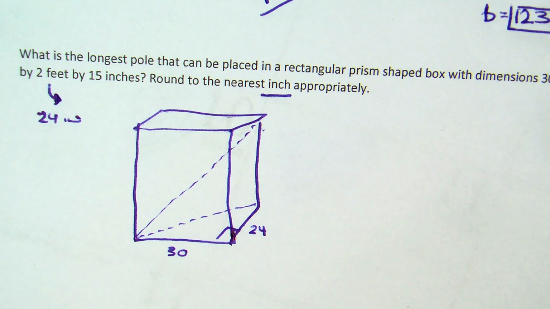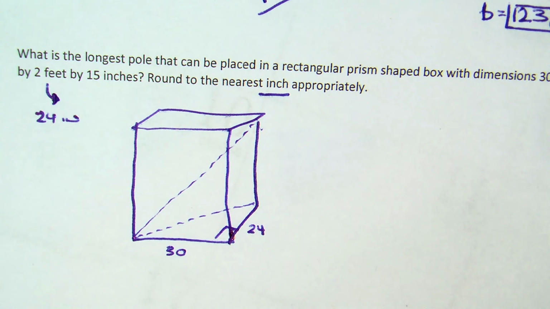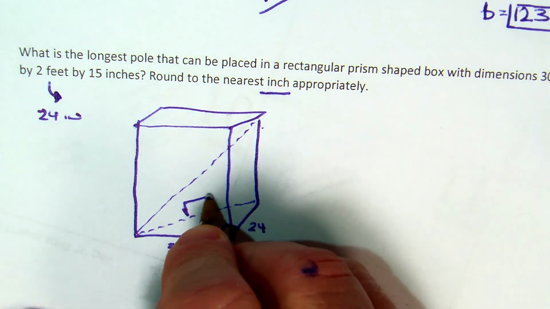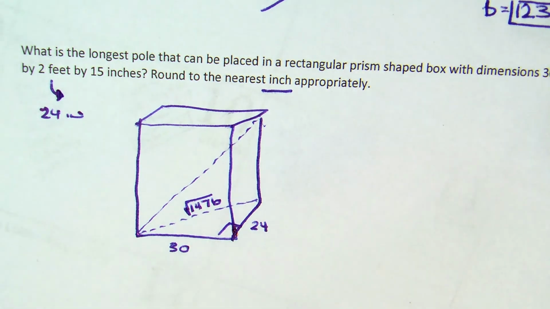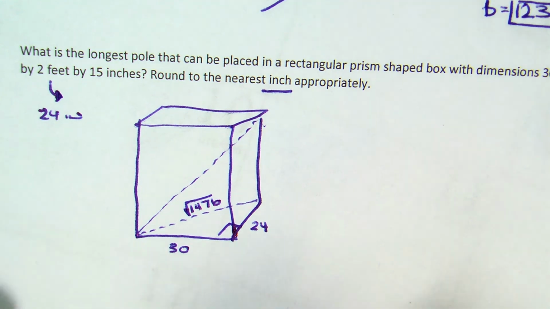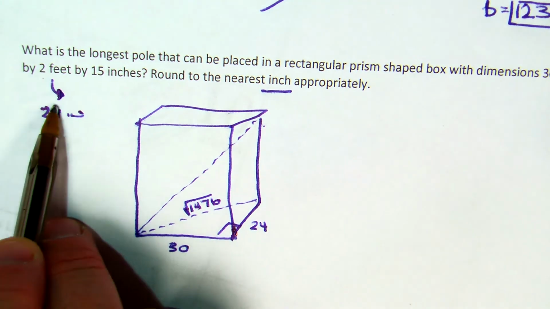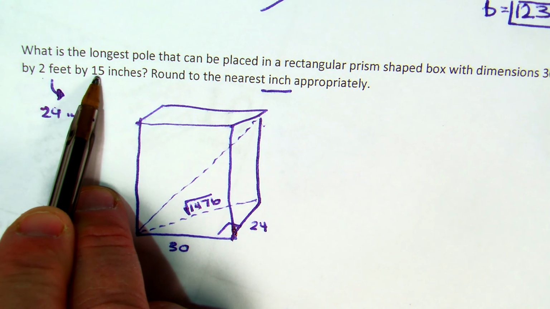So I'm going to do 30 squared plus 24 squared. And I get 1476. That's the square root of 1476. Do not do anything else with it. Leave it just like that. Because then, what's the number I haven't used yet? I've used 30. I've used 24. What haven't I used? 15.